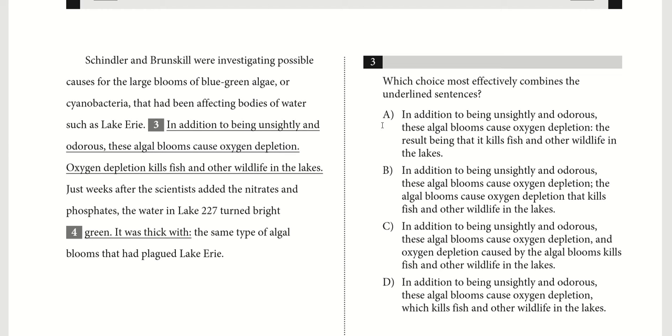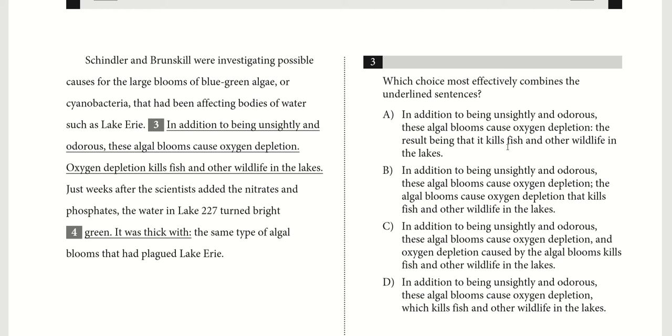So let's take a look at our options. Option A reads, in addition to being unsightly and odorous, these algal blooms cause oxygen depletion, colon, the result being that it kills fish and other wildlife. So when do we use a colon? We use a colon when what you're about to say is either a list or some kind of elaboration or qualification of the previous noun, in this case, oxygen depletion. Is that the case here?